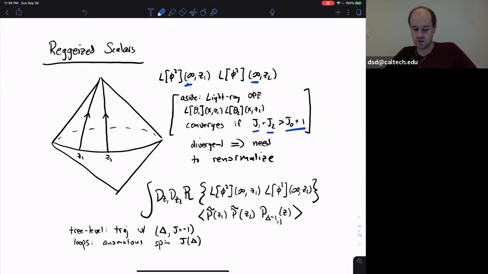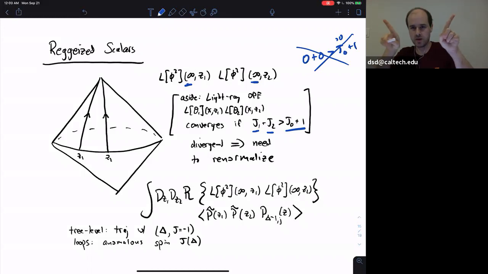But this is a situation where this is not satisfied, and that's actually interesting and important for us. Here we have J1 and J2 both equal to 0. So we have 0 plus 0 is bigger than J0, the position of the Pomeron, which is a little bit greater than 0, plus 1. So this is really not true. That means we're taking a product of these two light transformed operators at the same point, and we have a divergent quantity. It needs to be renormalized. And because it needs to be renormalized, it has a chance of giving rise to a new kind of intrinsic operator in the theory.